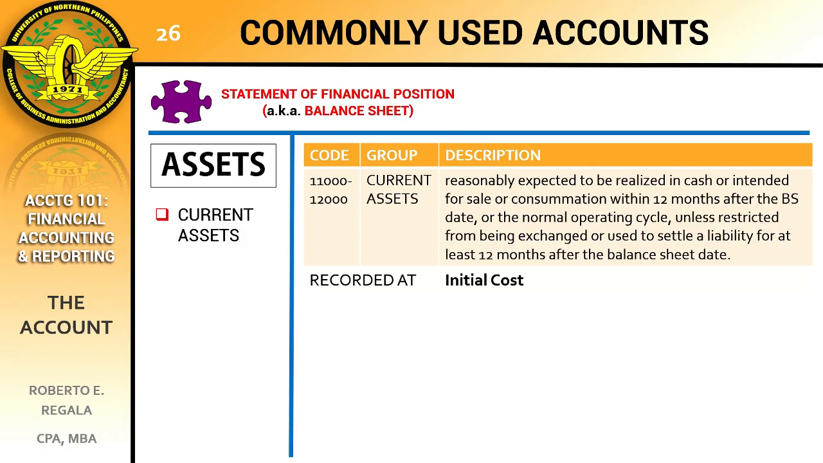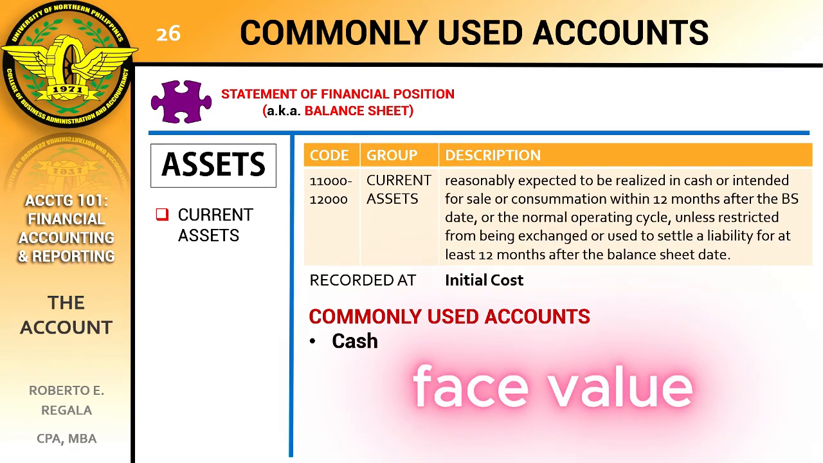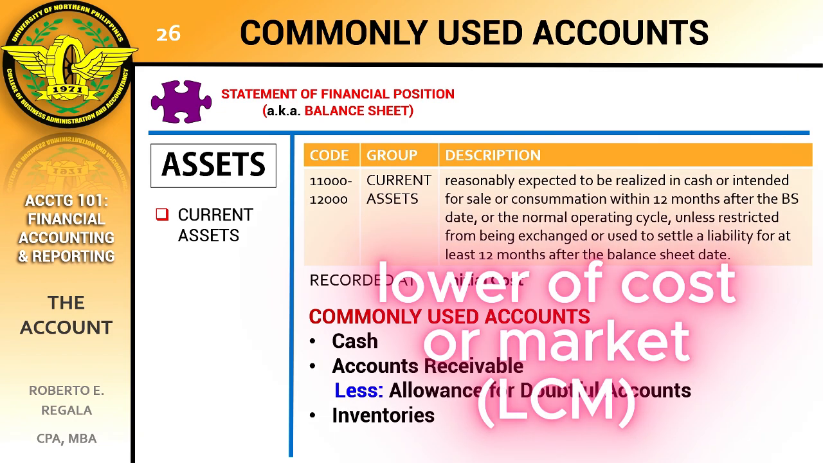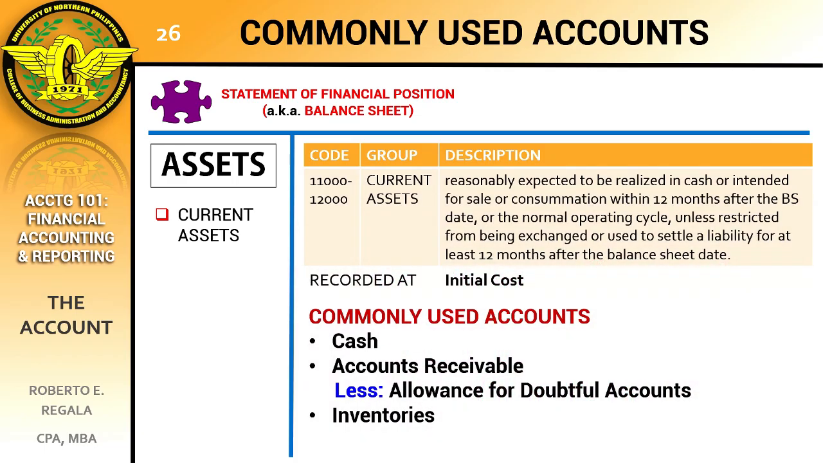Some commonly used current assets are: cash is pretty straightforward. It's recorded at its face value. Accounts receivable are recorded at the amount of the invoice, but this is reduced to account for potential bad debts using an allowance for doubtful accounts. Inventory is a bit more complex, as it is valued at the lower of either its cost or its net realizable value, NRV, which is the estimated selling price minus any cost to sell. There are different ways to figure out the cost of inventory, such as FIFO, first in, first out, LIFO, last in, first out, or weighted average cost.